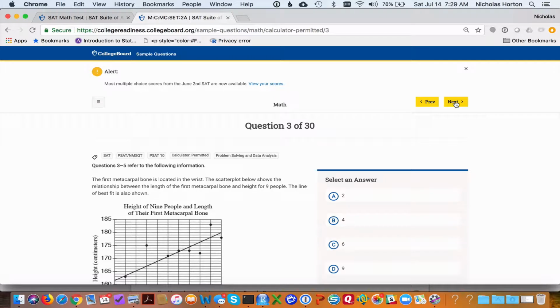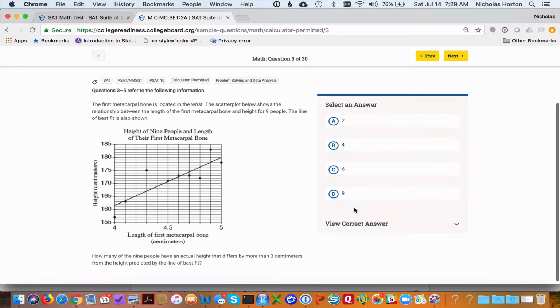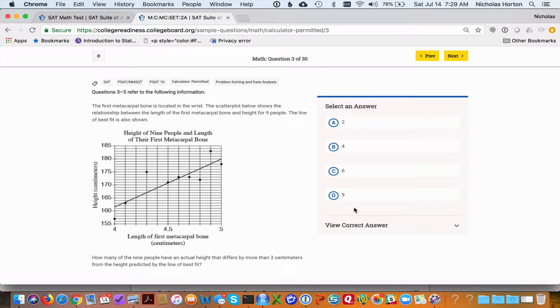Question 3 is one of 3 questions that are related using the same scatter plot. We have a scatter plot of height as a function of the length of the first metacarpal bone. Again, very nice structure in terms of the units being put there. And it asks the question, how many of the 9 people have an actual height that differs by more than 3 centimeters from the predicted height from this line of best fit? So here we have a regression diagnostic, residual question asking about interpretation of this.